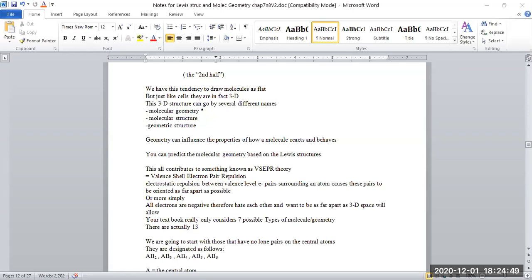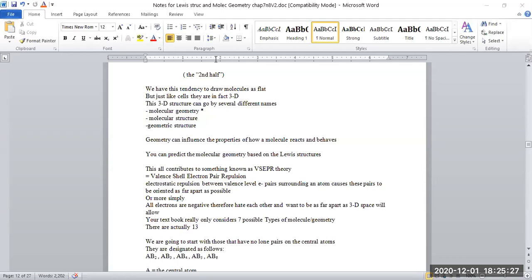All right. More realistic approach to this. All the electrons are negative, therefore they hate each other. And they want to be as far apart as 3-dimensional space will allow. Now, this takes it out of the realm of just Lewis structures alone. This takes it into the realm of we have to embrace that Z direction, X, Y, and Z, when we're talking about 3-dimensional space.